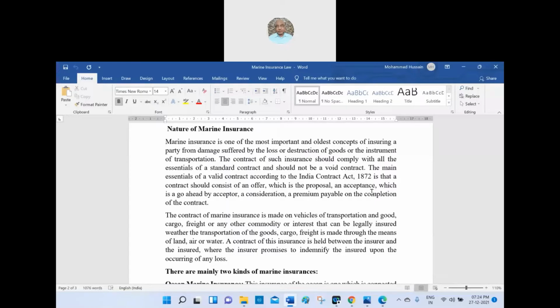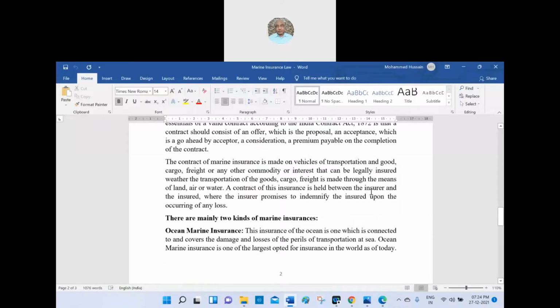The main essentials of a valid contract according to the Indian Contract Act 1872 are that the contract should consist of an offer, which is a proposal, an acceptance, which is to go ahead by the acceptor, and a consideration, that is said to be a premium, payable on the completion of the contract. So the contract of marine insurance is made on vehicles of transportation and goods and cargo, freight, any other commodity or interest can be legally insured, whether the transportation of goods or cargo or freight is made through the means of land, air or water.